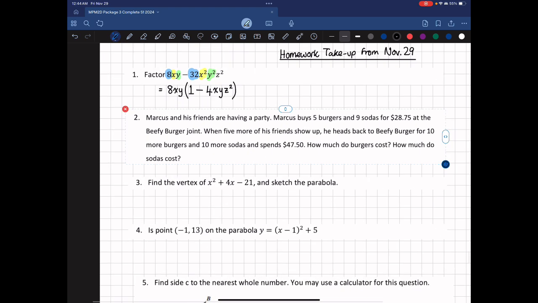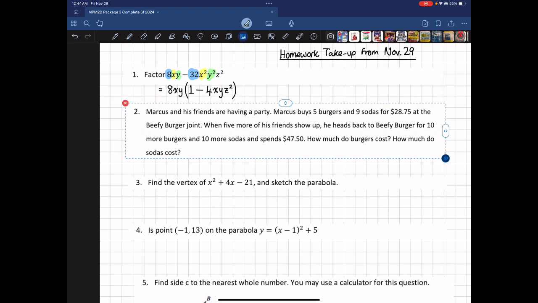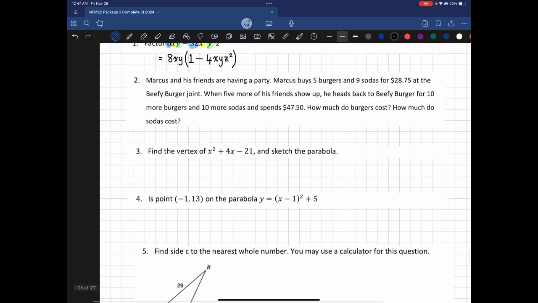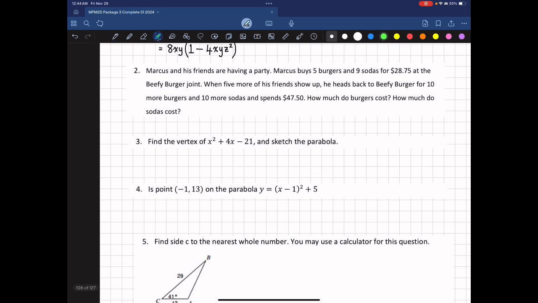All right, next question. Marcus and his friends are having a party. Marcus buys 5 burgers and 9 sodas for $28.75. I think that's important. The beefy burger joint. When 5 more of his friends show up, he heads back for 10 more burgers and 10 more sodas and spends $47.50. How much do burgers cost and how much do sodas cost?